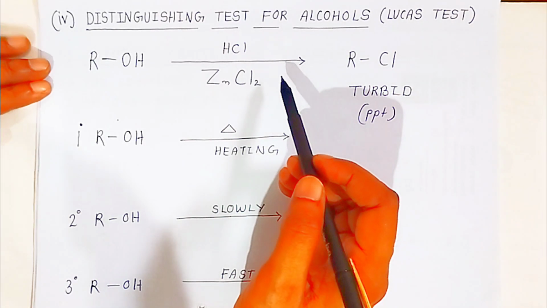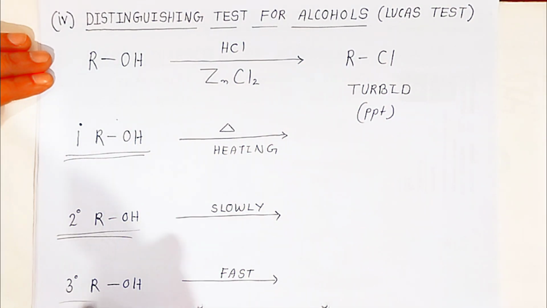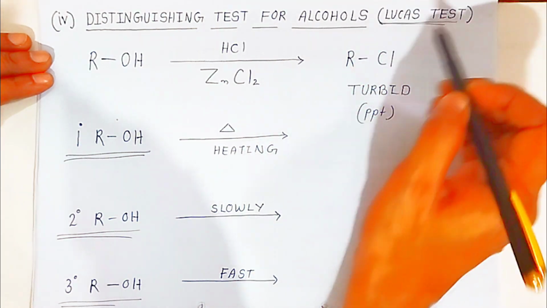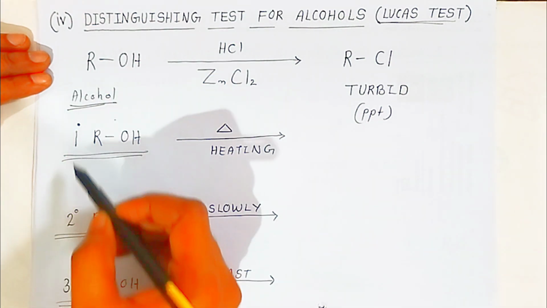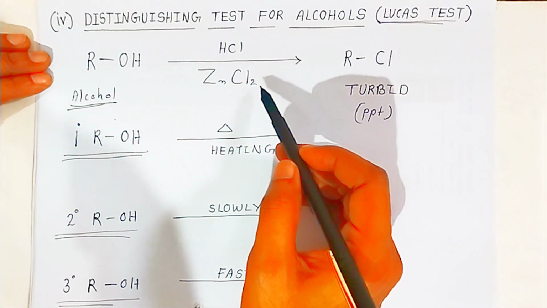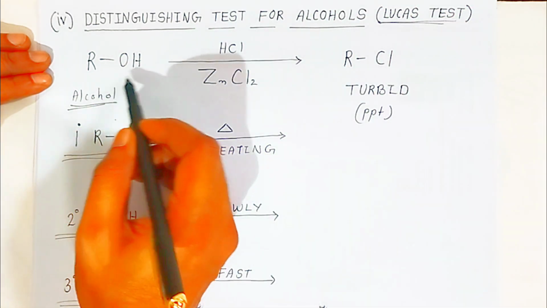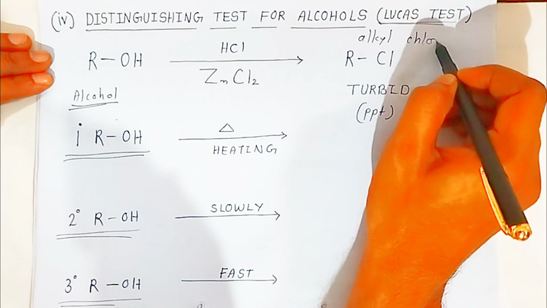How are you going to distinguish the alcohols? We have primary alcohols, secondary alcohols, and tertiary. For that, students, there is a test we call the Lucas test. It depends upon the reactivity. This is alcohol, students. It is of three types: primary, secondary, and tertiary. Now what happens, students? In the presence of HCl and zinc chloride, it will form alkyl halide. This alcohol will convert into alkyl chloride.